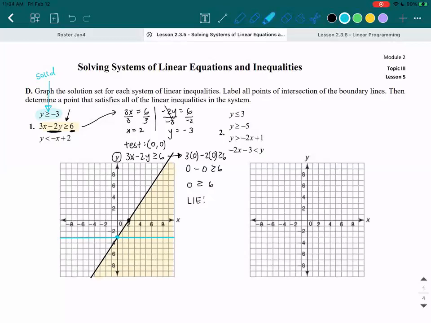So when we're shading it, do you want to shade above or below? So in this case, it says y is greater than or equal to. So specifically, we're looking at the greater than part. So since it says y is greater than, you want to shade above. So I'm going to shade everything above because it says greater than. All right, so shading takes a little bit of time, but I'm sure it takes you some time to shade as well. So it's all good. We're just taking our time to shade.